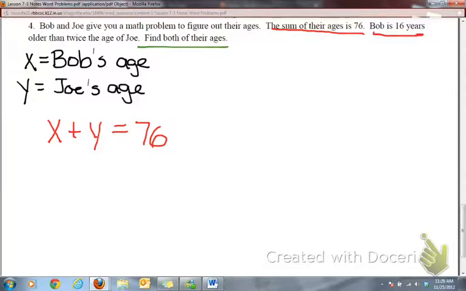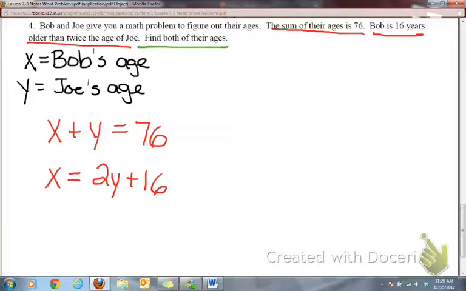The other sentence is a little bit more complicated. Bob is, okay, so Bob is x. So x is Bob. So x is 16 years older than twice the age of Joe. So twice the age of Joe would be 2y, but 16 years older than that, so you have to add 16. So x equals 2y plus 16.